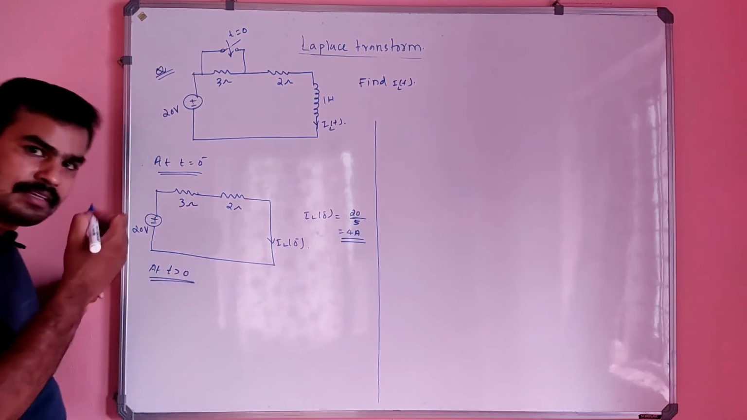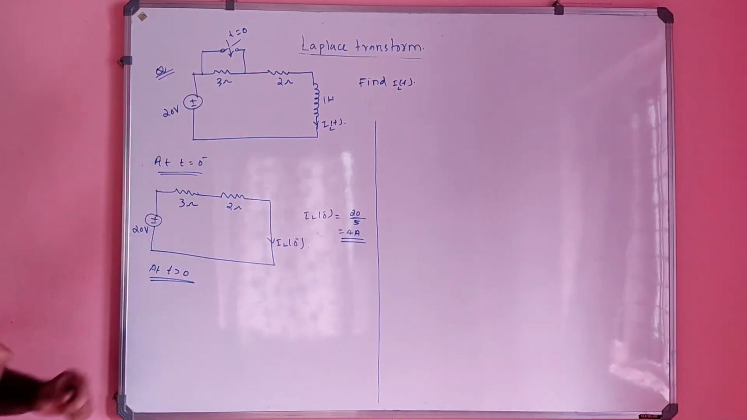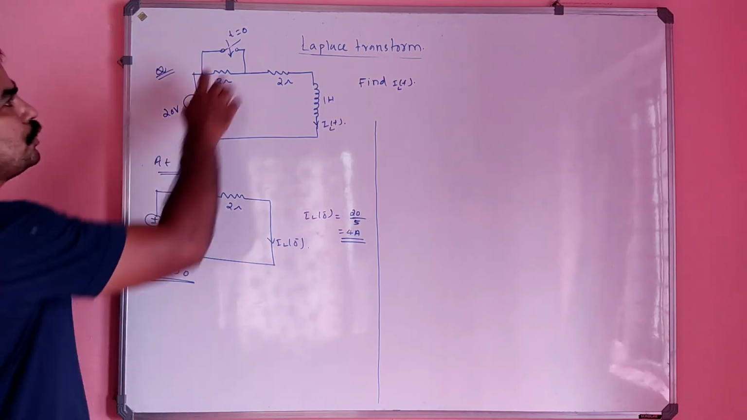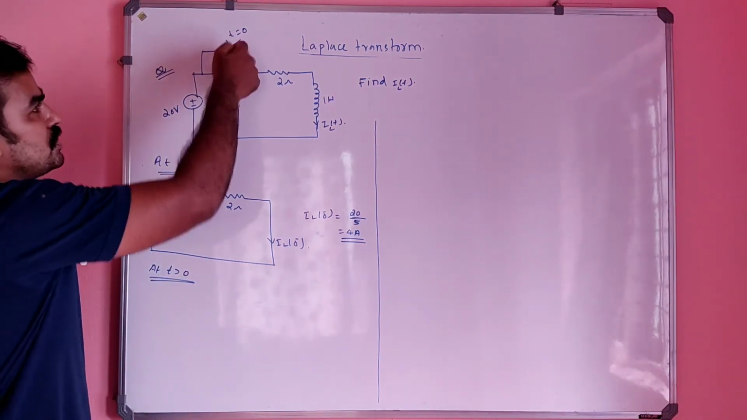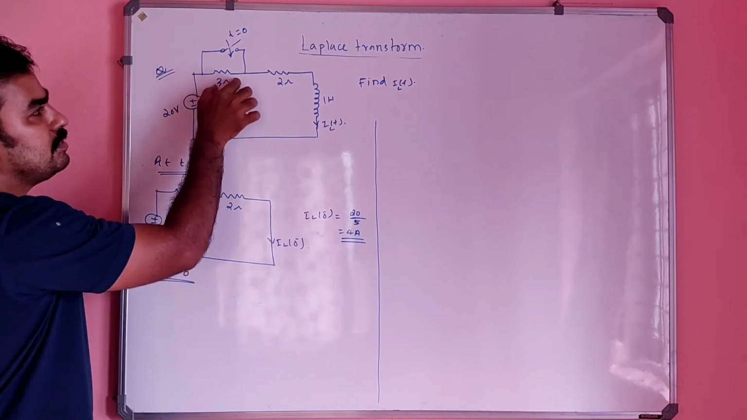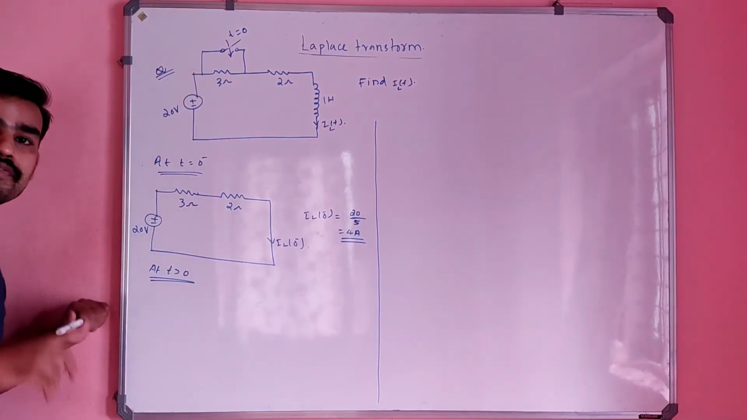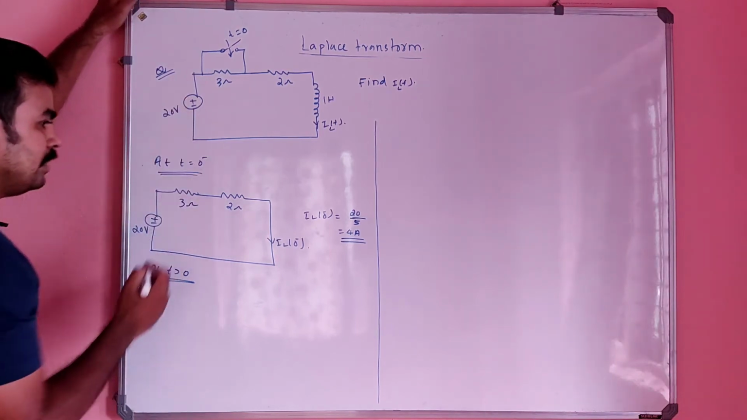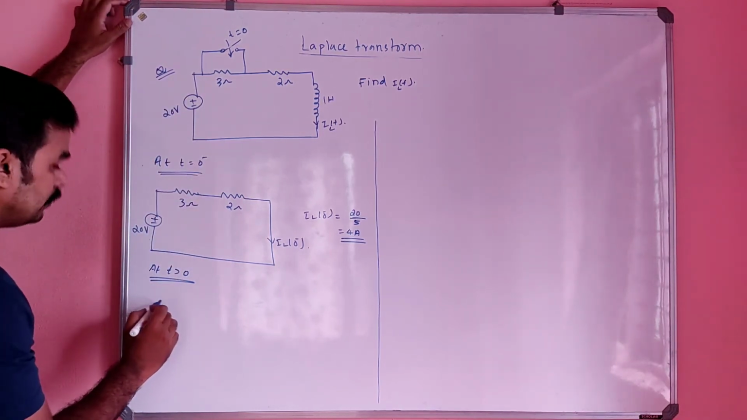Same procedure is there, but the concept is you have to carefully observe the circuit. That is the main thing. At t greater than 0, the switch is closed, right? The switch is closed means this portion is short circuit, right? So these are also short circuit. That means the 3 ohm will not be there in the circuit for t greater than 0. So let's do that.